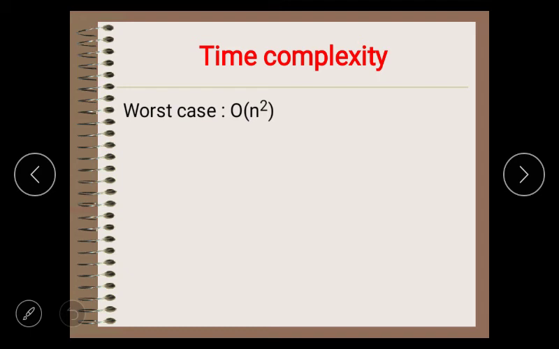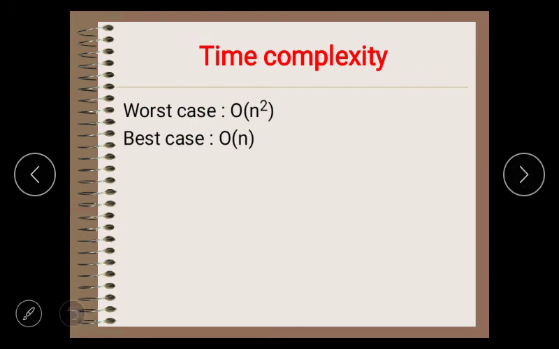Suppose an array is in ascending order and we want to sort it in descending order. In this case, worst case complexity occurs. Each element has to be compared with each of the other elements. So, for every nth element, it requires n minus 1 comparisons, so the total number of comparisons is n into n minus 1, that is about n square. So that's the reason why the worst case time complexity of insertion sort is order of n square. Is it clear?